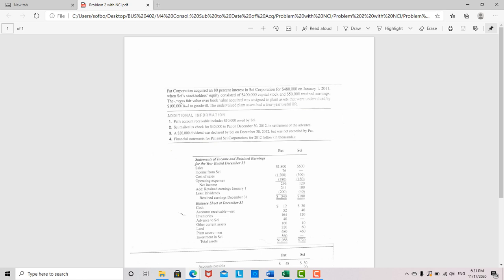One of the big things is that this is an old CPA problem. They threw in a $20,000 mistake. So the investment account is going to be a little different than the calculation, so they won't exactly match. That was because in the problem they assumed that they forgot to record a dividend that was declared by the subsidiary at the end of the year. So anyway, let's get started here with the worksheet.